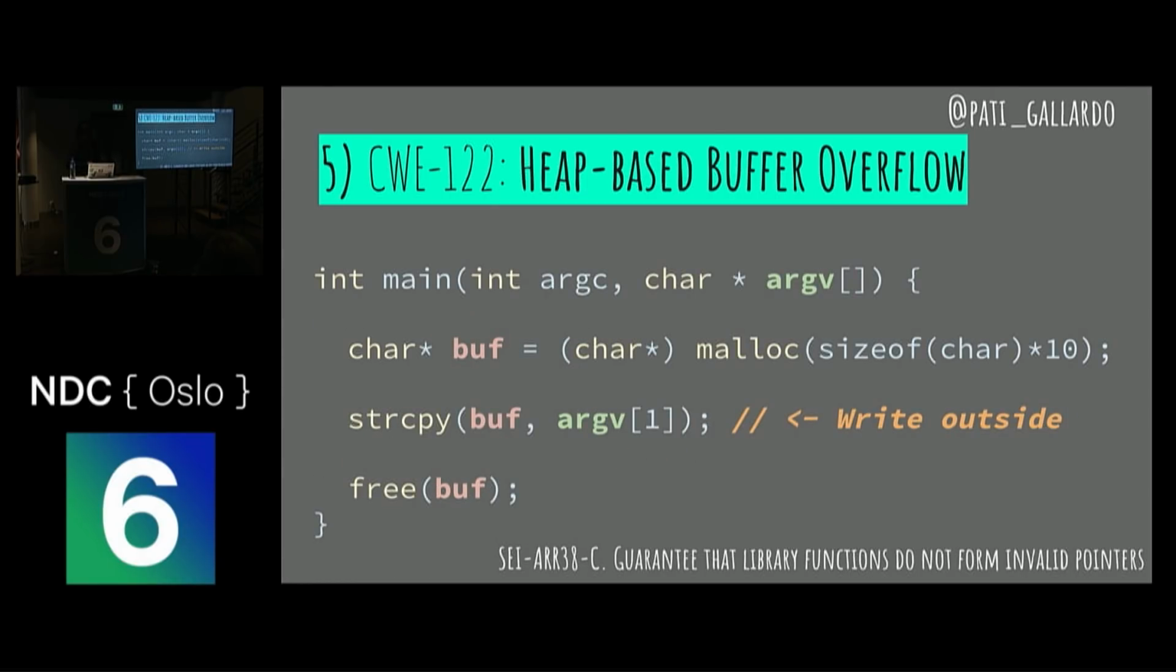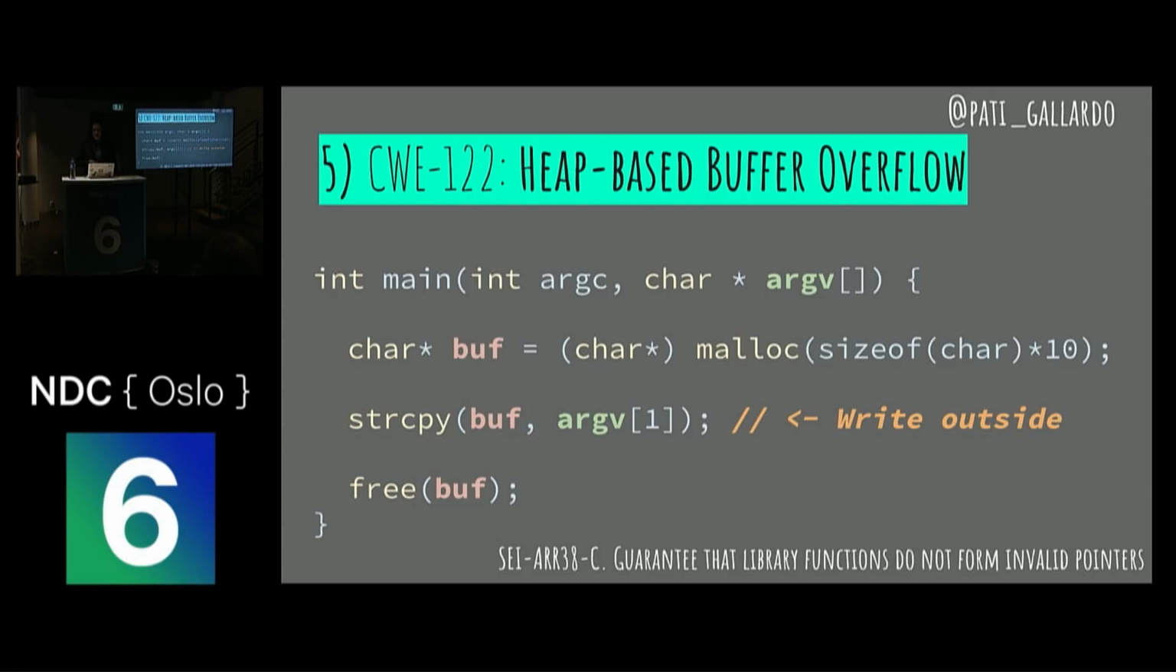And this one is interesting in two ways. We'll do the first one. Let's see. So you have the heap-based buffer overflow. Now you're going to allocate on the heap, and then you're going to copy something that is bigger than what it fits in. And then you are going to write outside of your buffer on the heap instead.